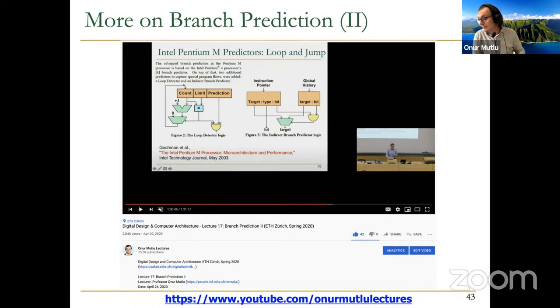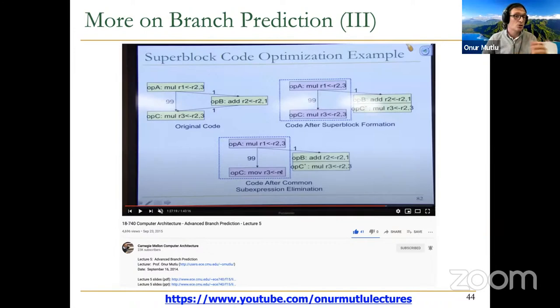For more, the branch prediction can actually enable some code optimizations, but we will not talk about code optimizations later because we don't have enough time.